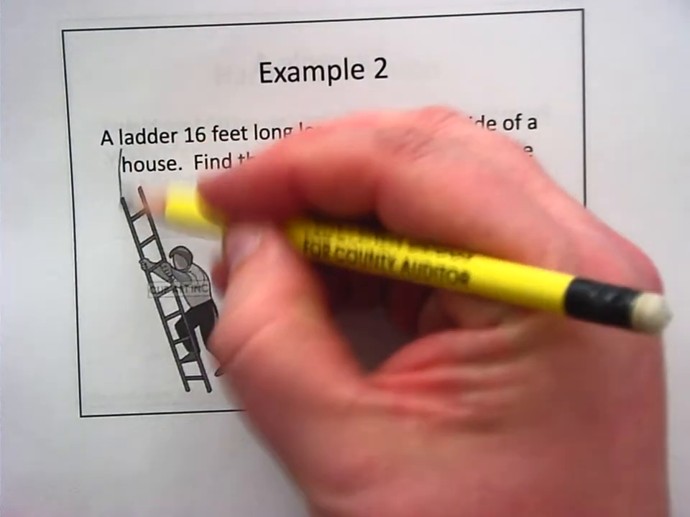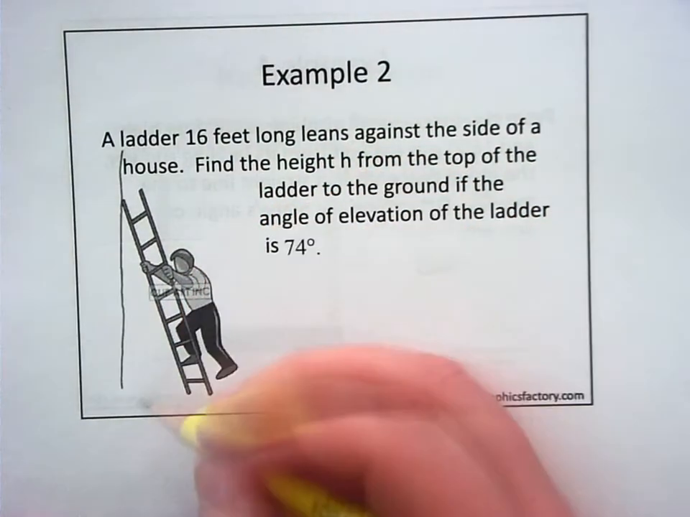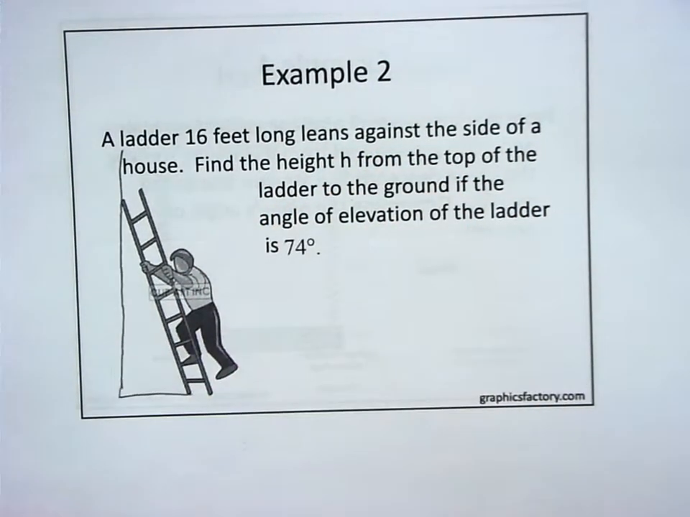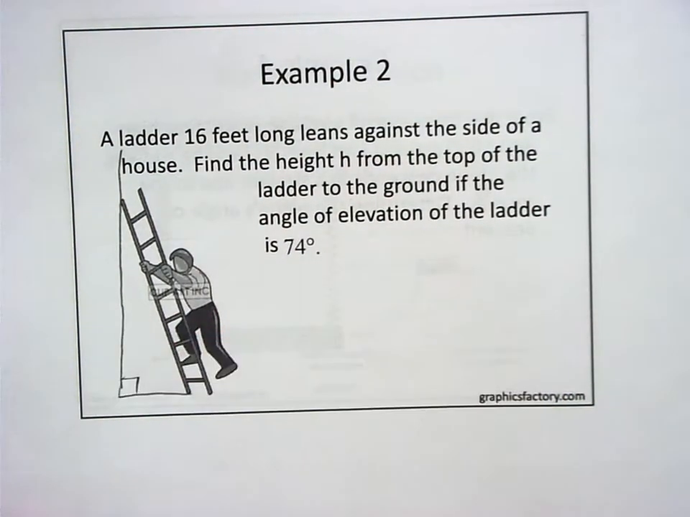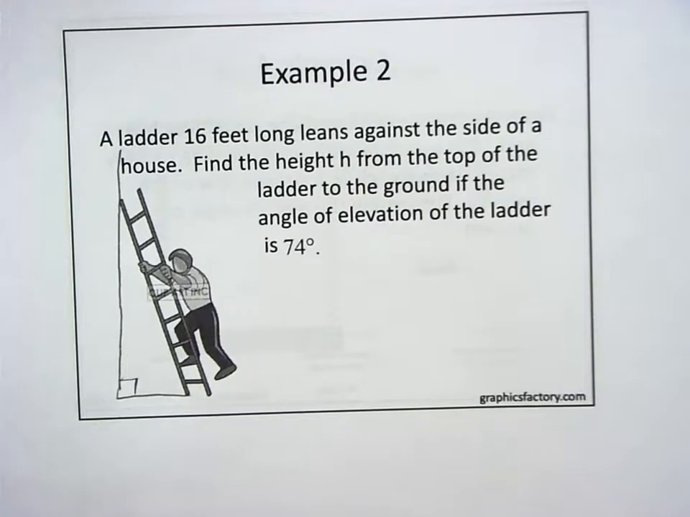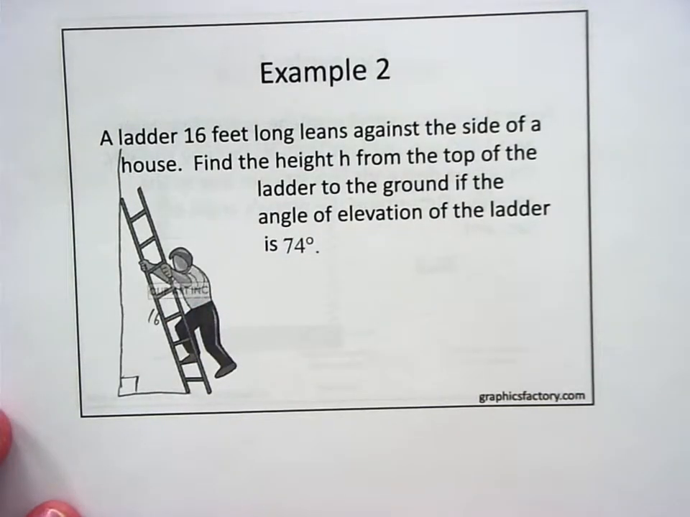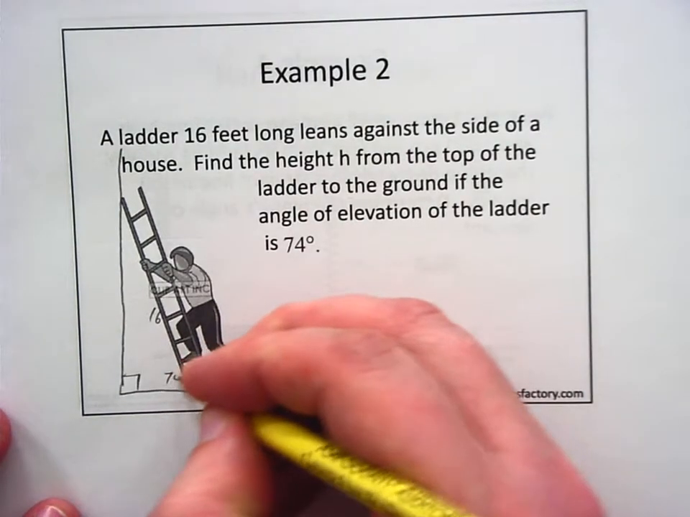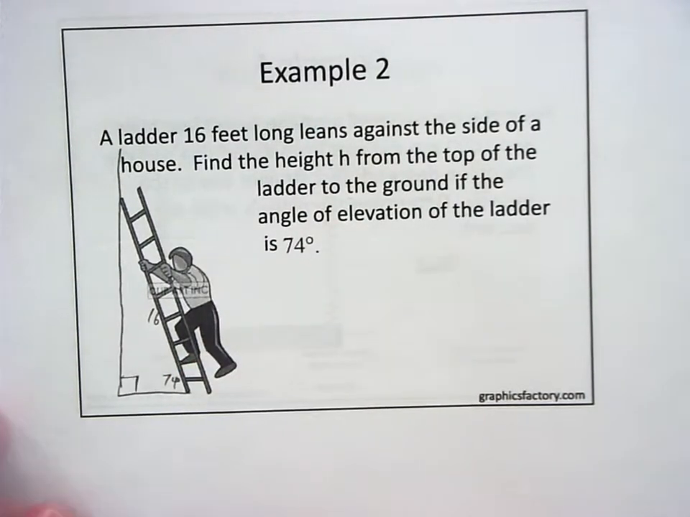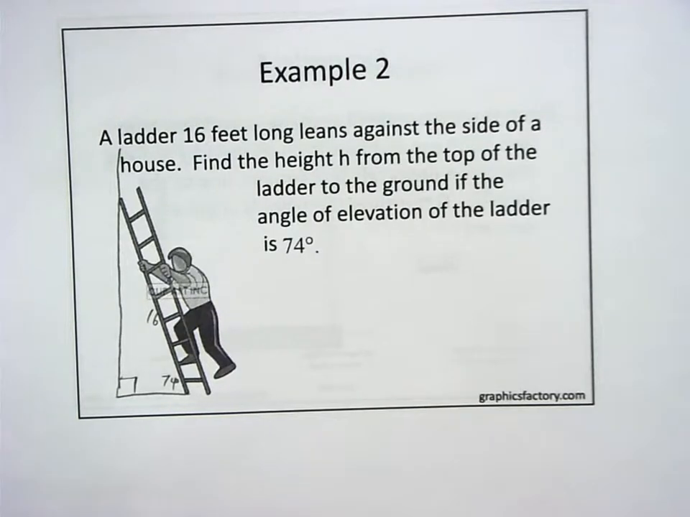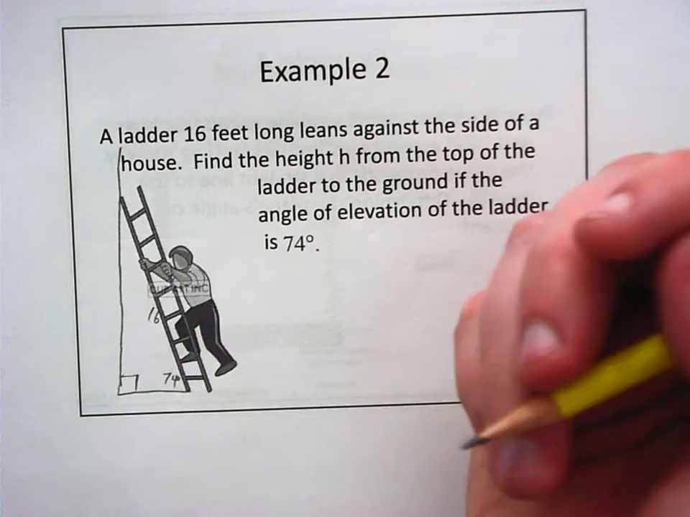So if the house is here, going out to the ground, where's the right angle at? Bottom left. Where is the 16 feet at? The ladder, the hypotenuse. So this is 16 feet. And where's the 74 degrees at? Bottom right corner, the angle of elevation from horizontal up. So what side are they then asking you to find? The vertical, from the ground up to the top of the ladder.